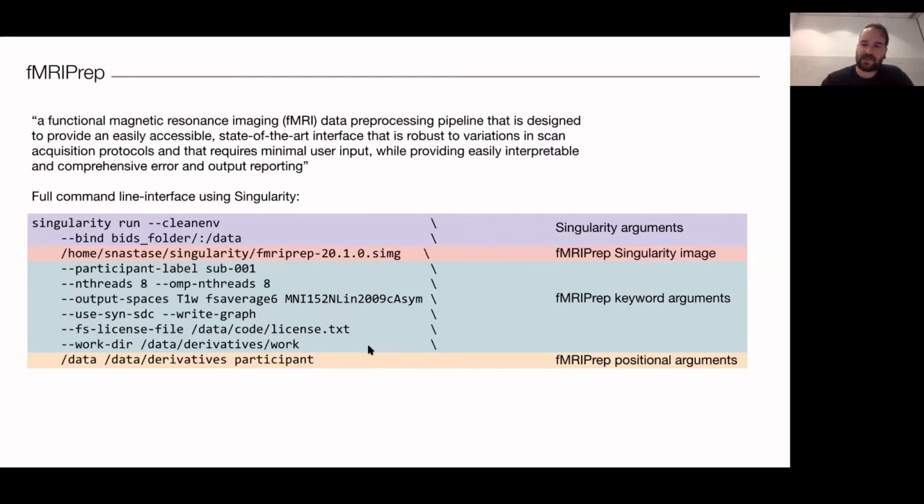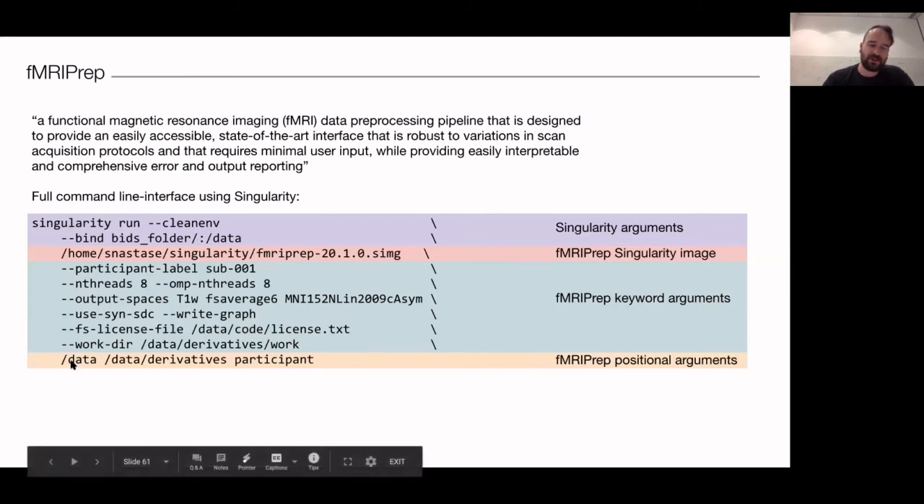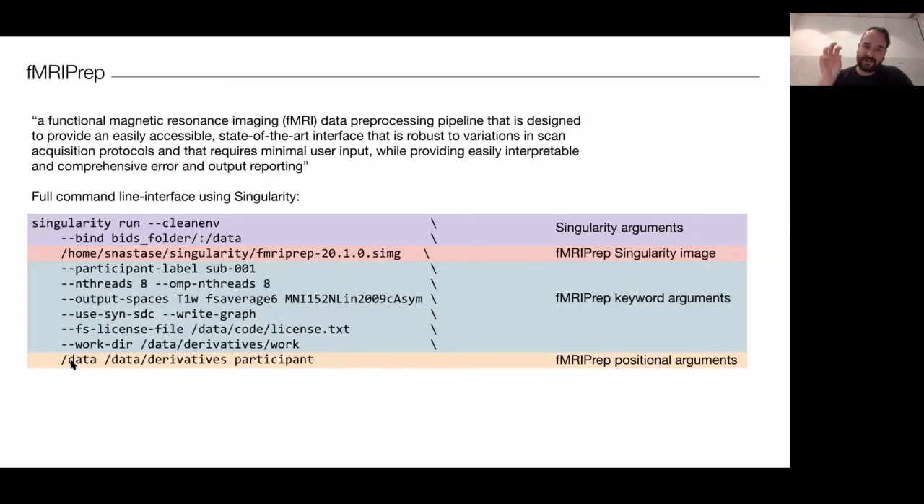And then finally, in this big command, we get just those positional arguments, which is the input data set, the BIDS data set. And here again, this is the name of the data set as I have bound it inside the Singularity image. So it's called data because I called it data. We're saying, put the outputs in data slash derivatives and do this at the participant level. So that's your example of an fMRIPrep command.